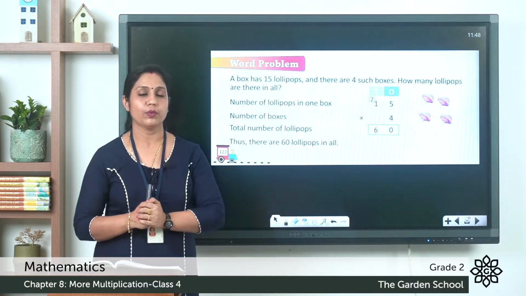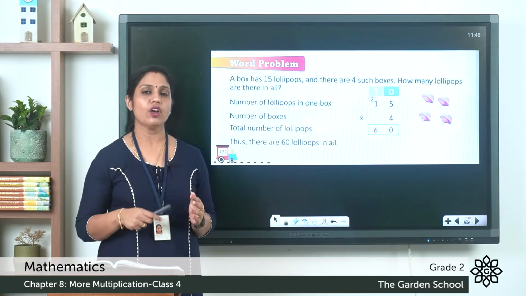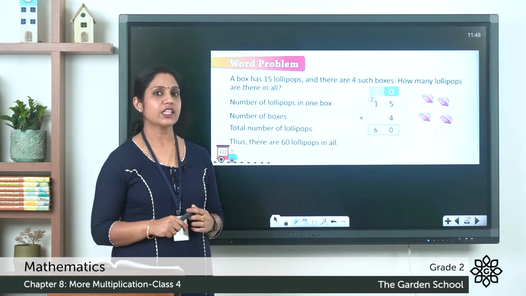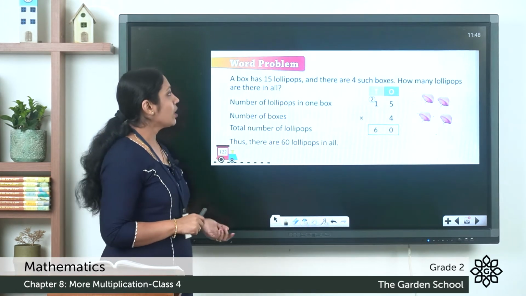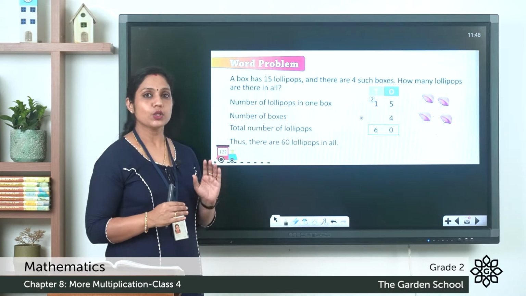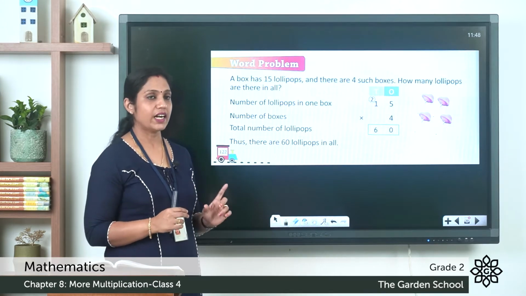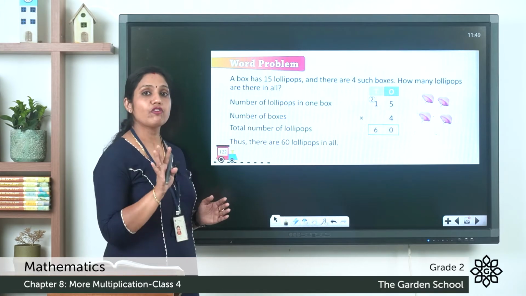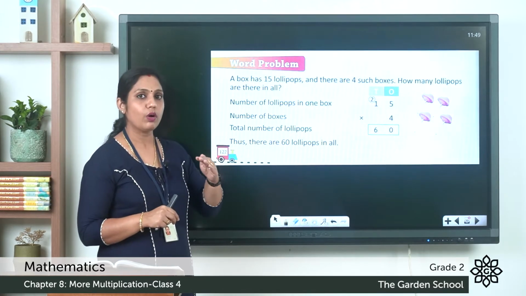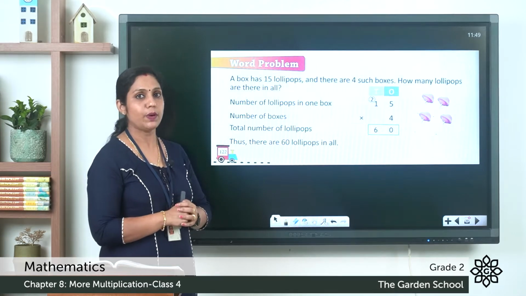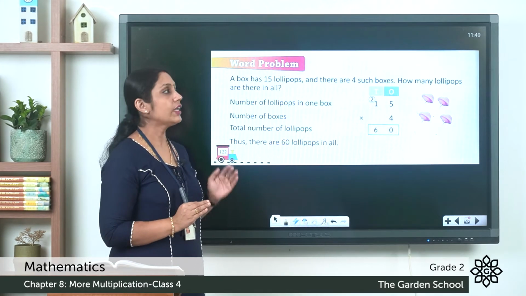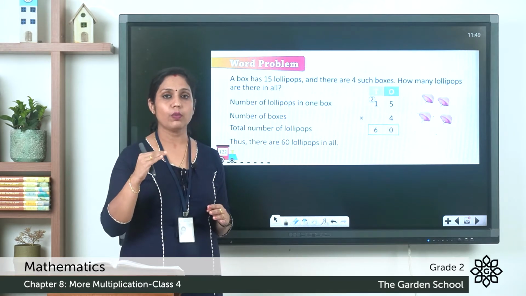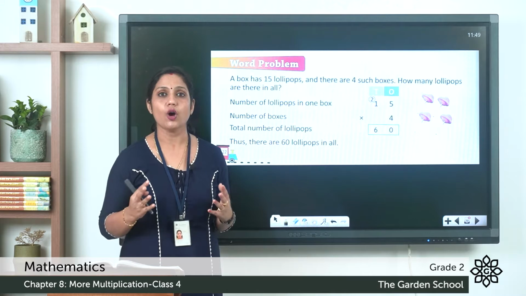When you get a word problem, read the question 3 or 4 times. First understand and then we'll start doing it. So now let's check the question once again. A box has 15 lollipops. So in one box there are 15 lollipops and similarly there are 4 such boxes. So in these 4 boxes also there are 15 lollipops. And now what we have to find out? How many lollipops are there in all? We have to find out in these 4 boxes total lollipops how many are there.